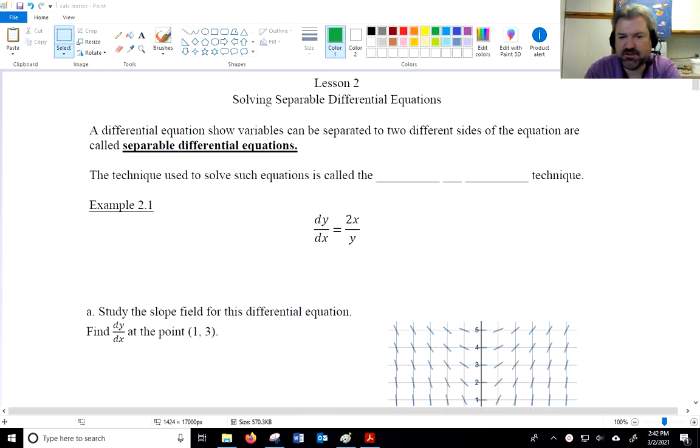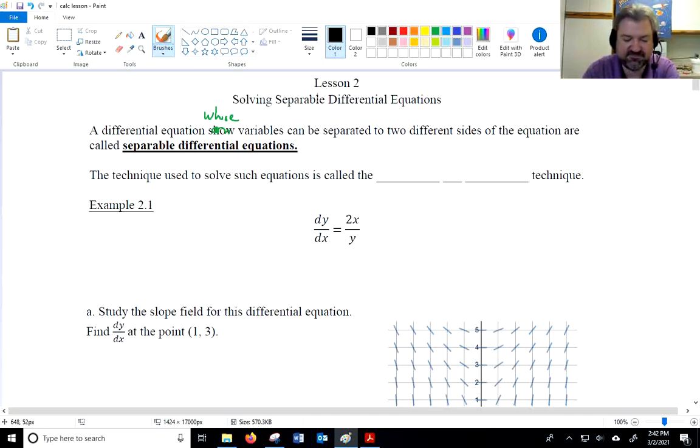A differential equation whose variables can be separated to two different sides of the equation are called separable differential equations.